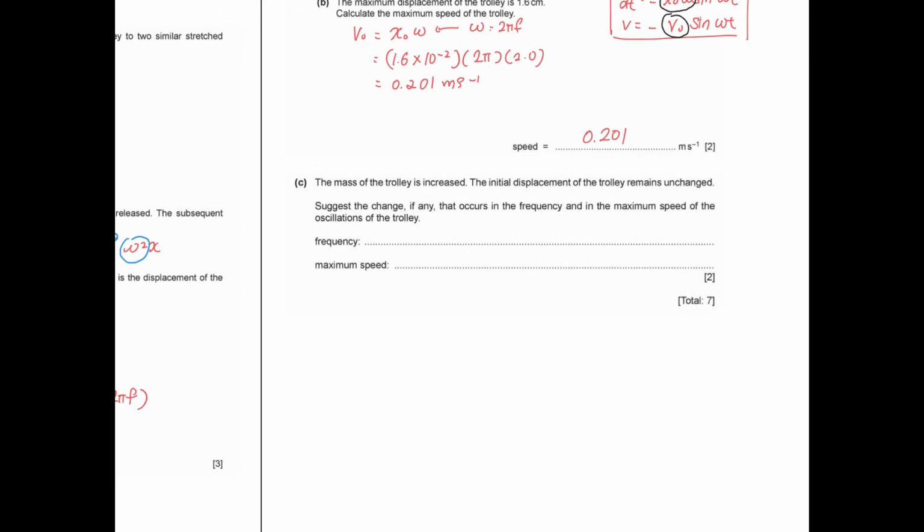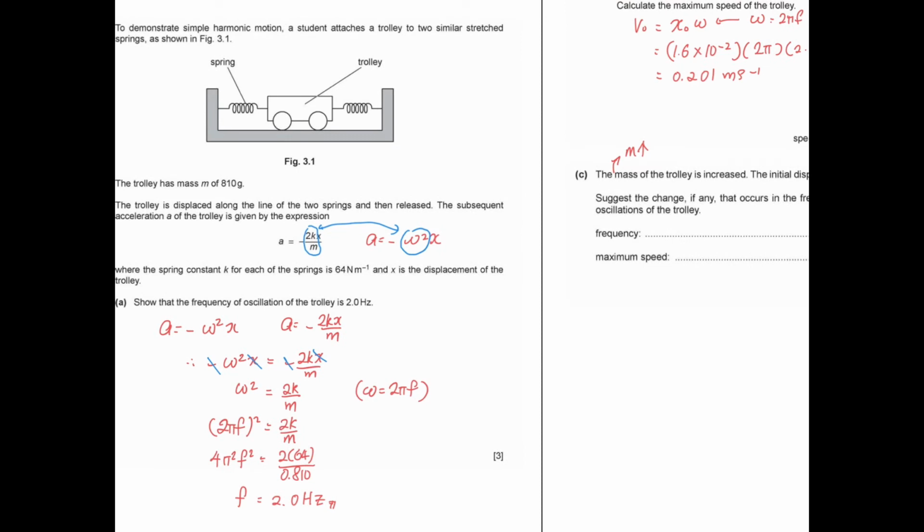Okay, now let's move on. Part C. The mass of the trolley is increased. The initial displacement of the trolley remains unchanged. Suggest the change, if any, that occurs in the frequency and in the maximum speed of the oscillation of the trolley. Okay, so let's think about it. Mass increases. From the first part just now, we have 4 pi squared f squared equal to 2k over m.